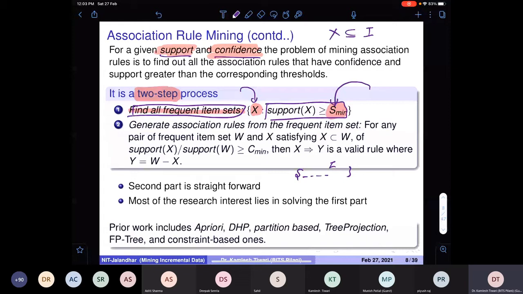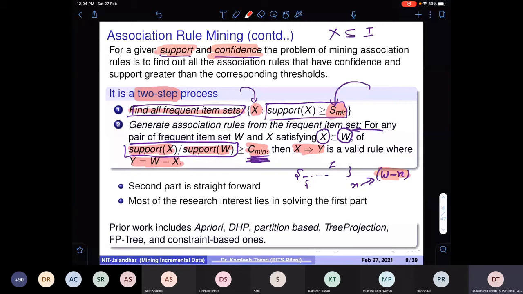So definitely, if you find a set X and there is some superset W also available, then what is extra in W? Because W is a superset, I can say that W minus X is a set. So I say that X implies W minus X if support of X divided by support of W is greater than some similar property that we are going to satisfy. If support of X divided by support of W is greater than C min, then we say that X implies Y, where Y is W minus X. Y equal to W minus X is going to be an association rule.